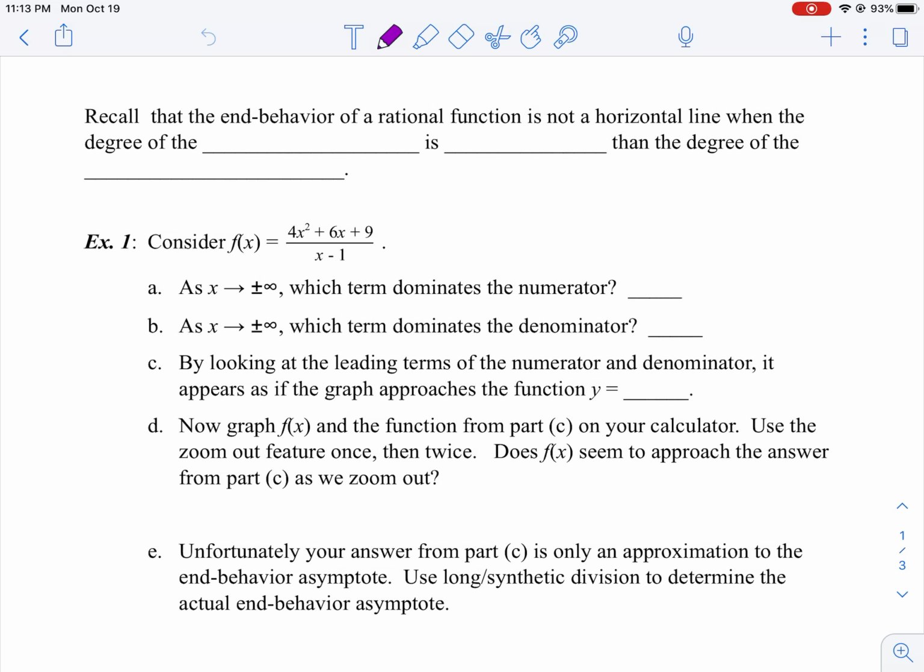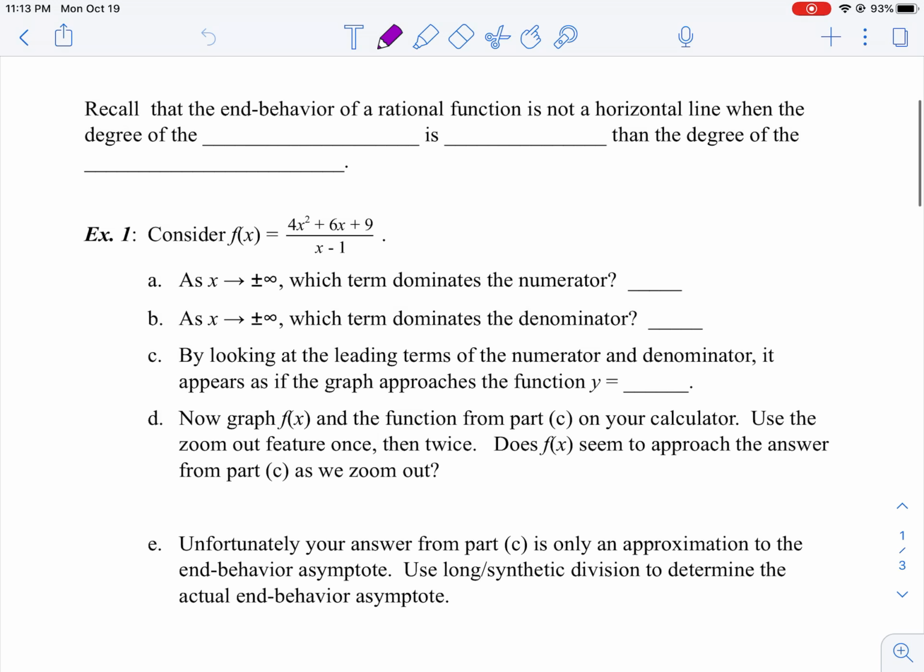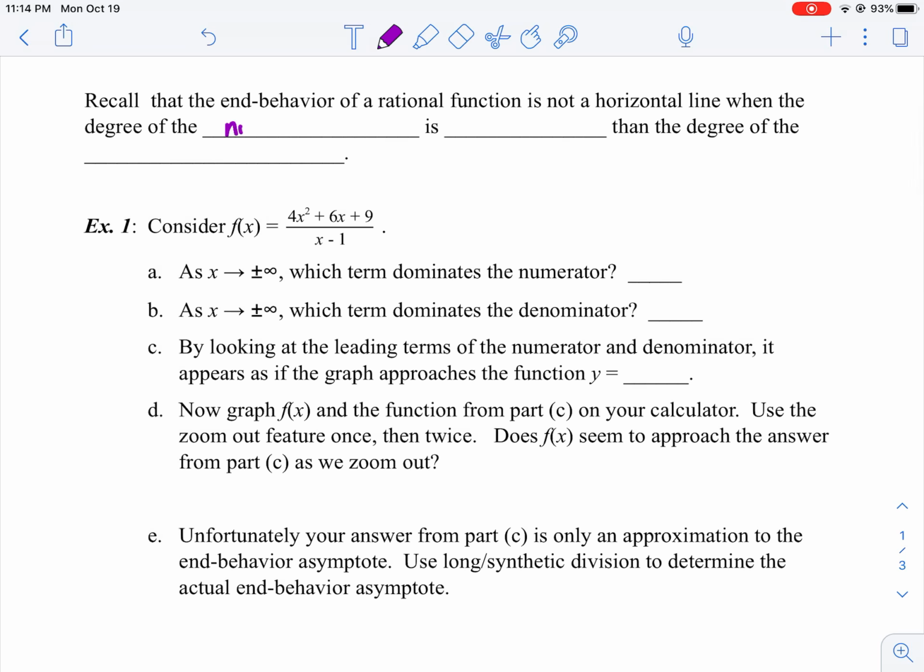Recall from what we've done already this year that the end behavior of a rational function is not a horizontal line when the degree of the numerator is greater than the degree of the denominator. Remember we had three cases, and that's the case where we would end up with an end behavior that is not a line.